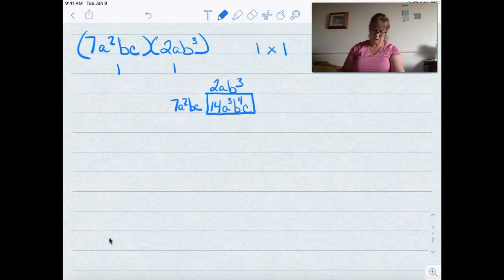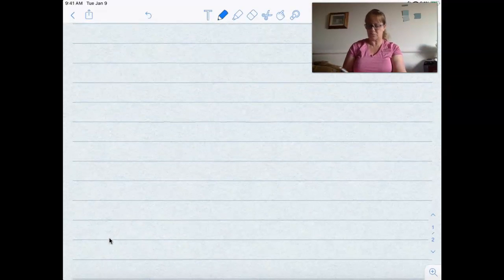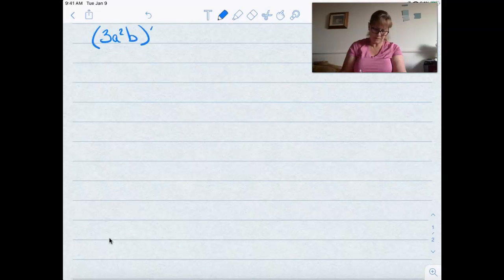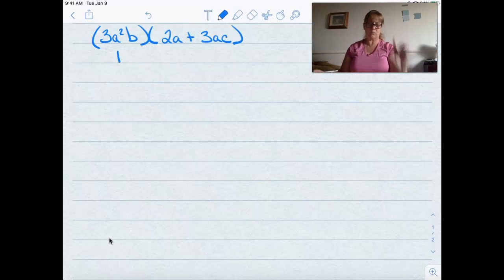Okay, not too hard, right? Let's look at our second example. We've got 3a squared b times 2a plus 3ac. Well, if you notice, this first one is a monomial. There's just one monomial there, 3a squared b. No plus or minus signs in there. But this second one here is a binomial. There are two monomials adding together in there. So we say this is a 1 by 2 multiplication.